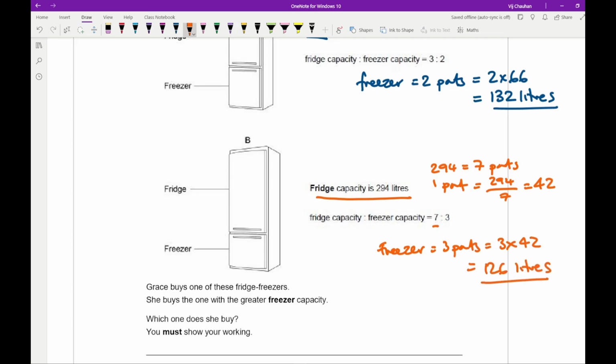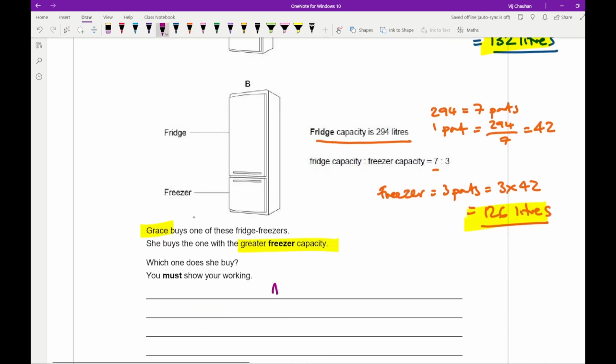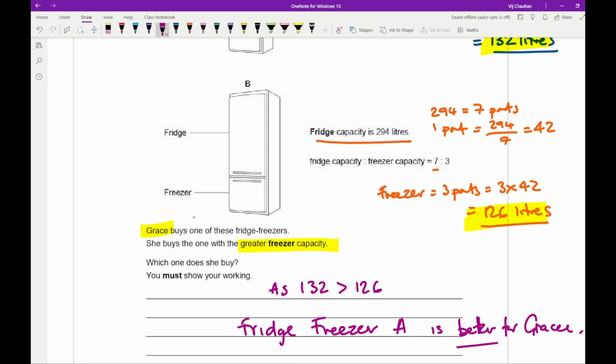So all that's left for me to do is to compare the freezer capacity for the 2 freezers. Remember, Grace wants the greater freezer capacity. So you can then say that as 132 is greater than 126, she should pick fridge freezer A. Fridge freezer A is better for Grace. So something along those lines would be absolutely fine.